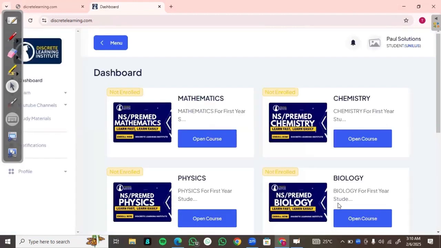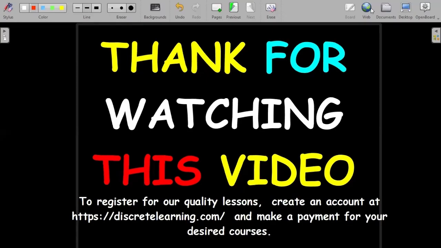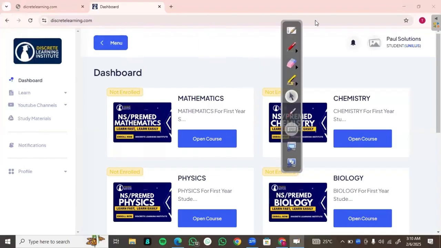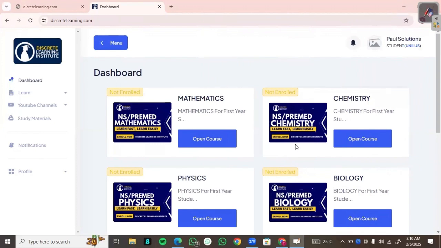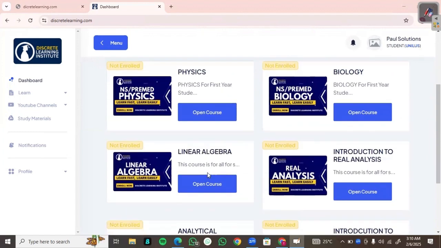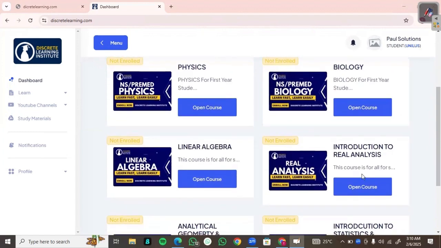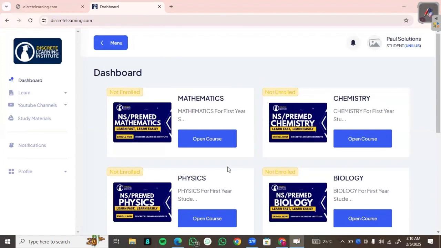Once you log in, it will take you to this dashboard. Let's remove this. This dashboard has all the courses that we offer. So there's chemistry, math, physics, biology. If you're taking linear algebra, you can register, introduction to real analysis, all that. Let's say, for example, you want to register for mathematics. What are you going to do? You're going to click open.